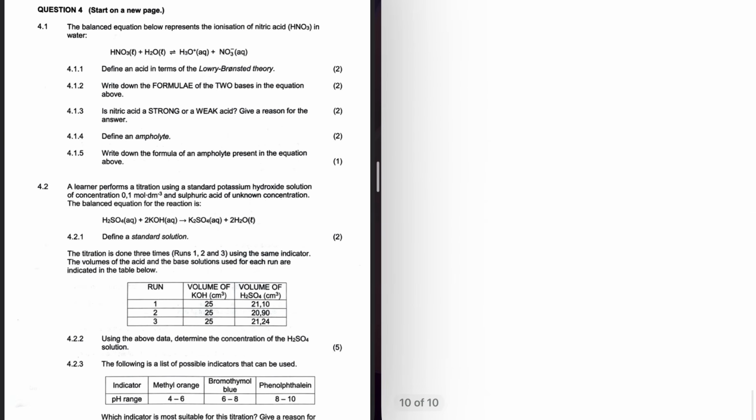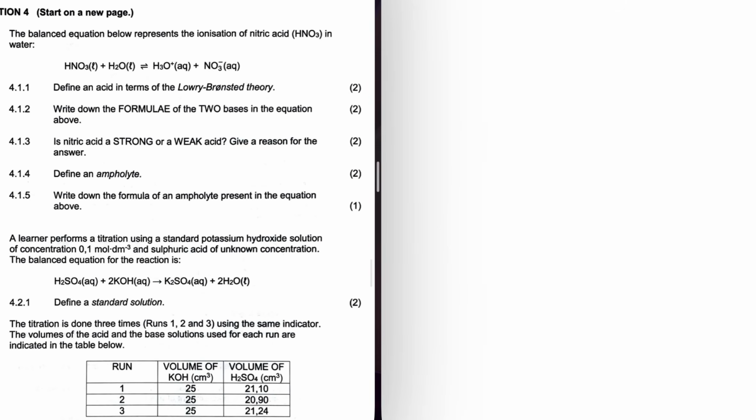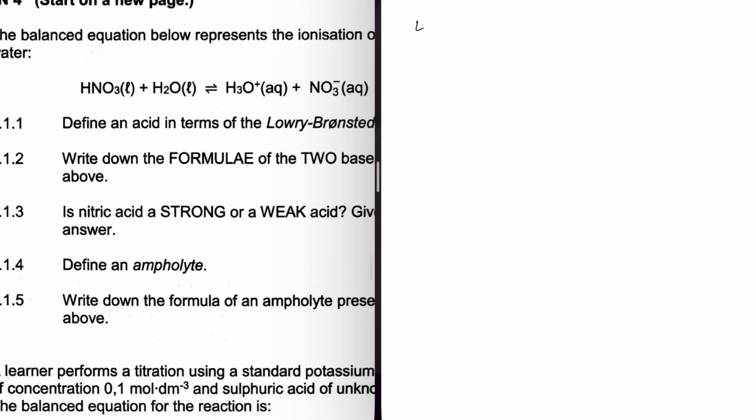Question number 4, the balanced equation below represents the ionization of nitric acid in water. Okay, so question 4.1.2 reads, write down the formula or the formulae of the two bases in the equation above. So let's take that out. We can do it here. So this is HNO3, which is nitric acid. So that's definitely going to be an acid. So that means this will be the base.